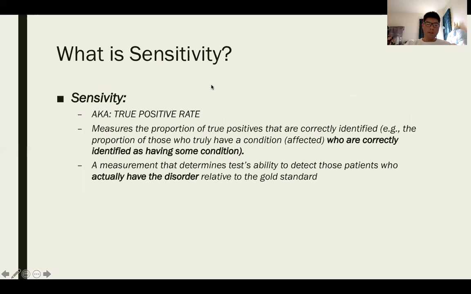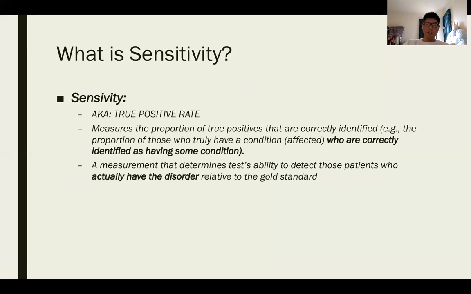So what is sensitivity? Sensitivity is also known as the true positive rate, and it's a way to measure the proportion of true positives that are correctly identified. For example, the proportion of those who truly have a condition were correctly identified as having the condition. Another explanation is that it's the measurement that determines a test's ability to detect those patients who actually have the disorder relative to the gold standard. So remember that, okay, that's the true positive rate.